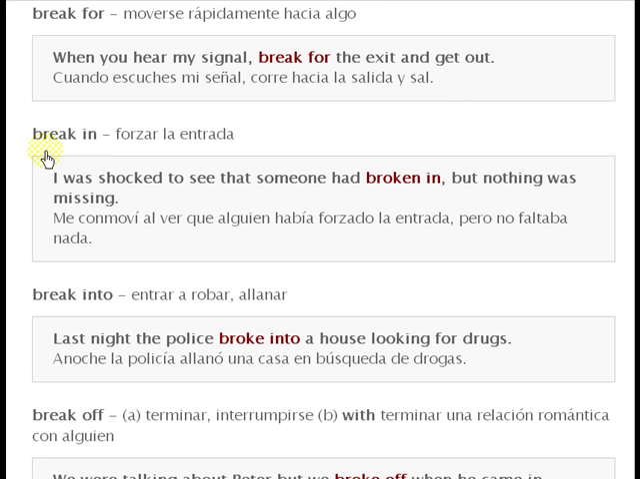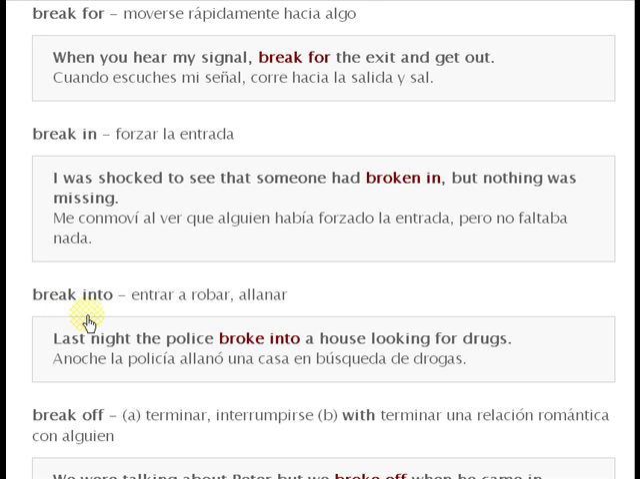So here we come down to break in. Well, we use the word force entrance, to break into a house. I was shocked to see that someone had broken in, but nothing was missing. And here you can see forzar la entrada. Okay, I force my entrance.